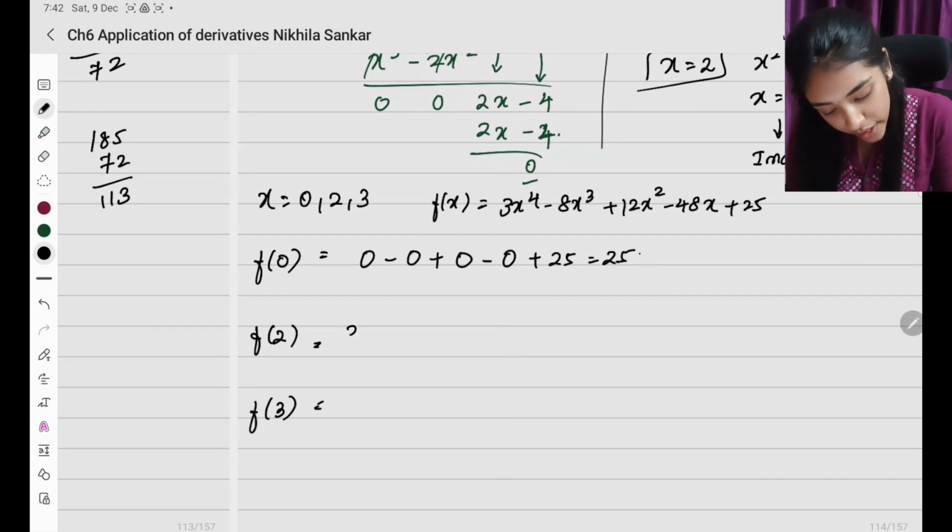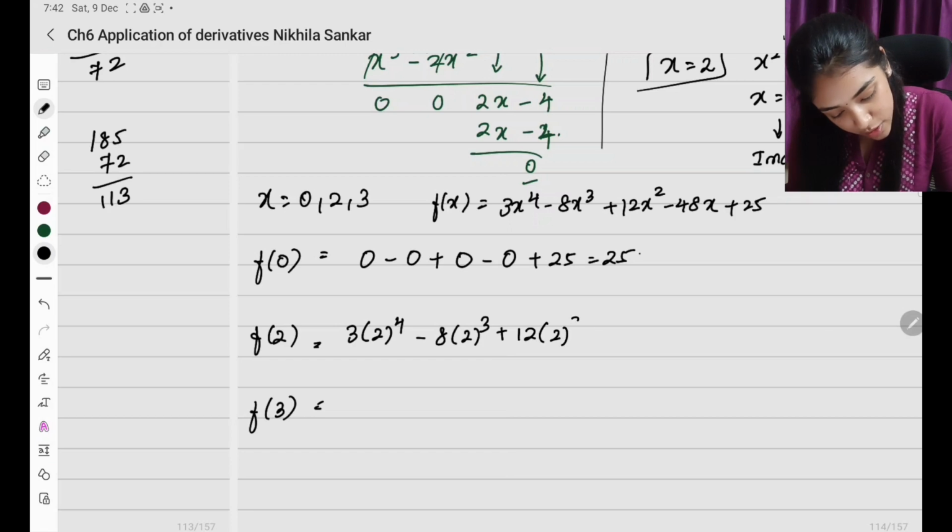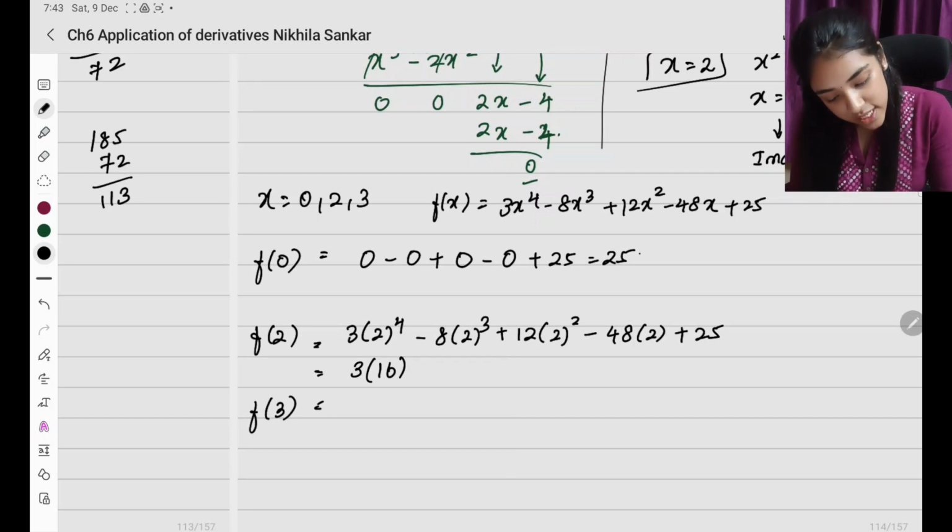If f of 2, then 3 times 2 to the power 4 minus 8 times 2 cube plus 12 times 2 square minus 48 times 2 plus 25. And I solve this, I have 3 times 2 2s are 4, 4 4s are 16 minus 8 into 8 plus 12 into 4 minus 48 into 2 is going to give me 96 plus 25.